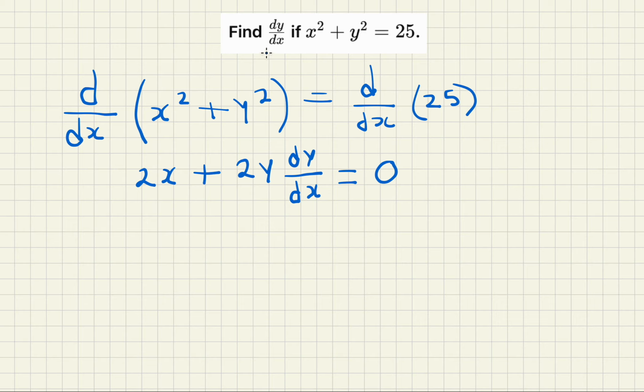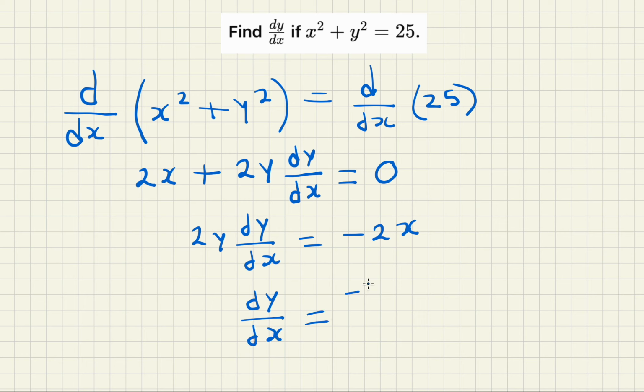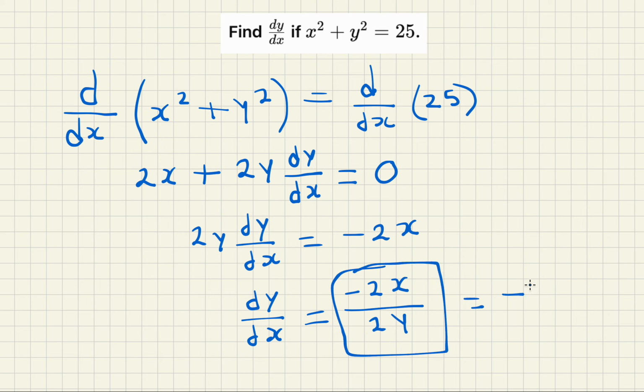Now all we need to do to find dy over dx is isolate the terms. So we get 2y dy over dx equals negative 2x. And dy over dx equals negative 2x divided by 2y. And that is your dy over dx. You can simplify and make this negative x over y.